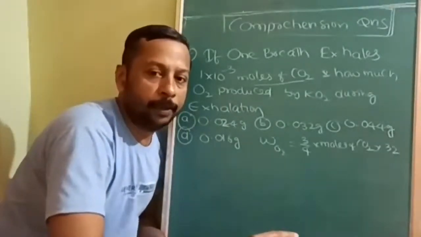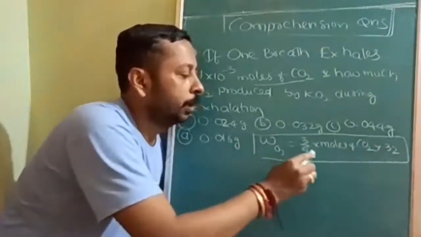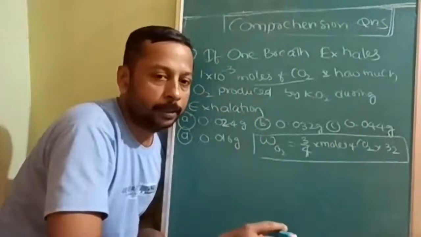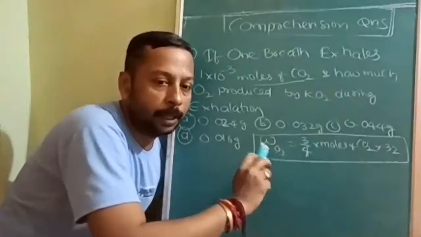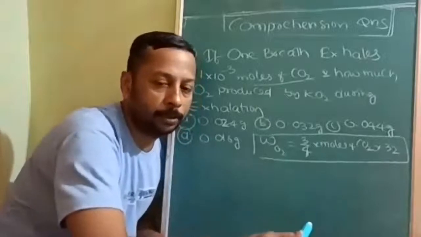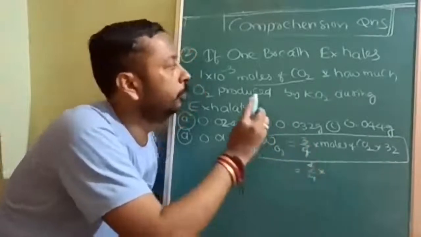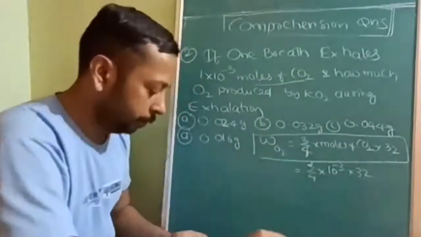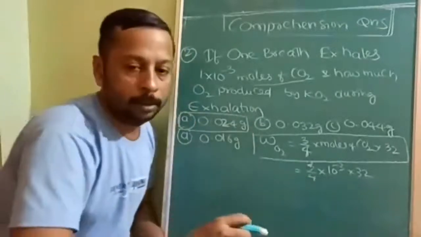From the balanced equation, you can identify that the moles of KO2 and moles of CO2 are the same. So what we can say is 3 by 4 moles we have used to find moles, but here the answer is in grams. So I have multiplied this by 32, the oxygen mass. So 3 by 4 into moles of CO2, 10 to the power of minus 3, into 32. On simplification, I suppose you will get 0.024 grams. Are you getting the same?